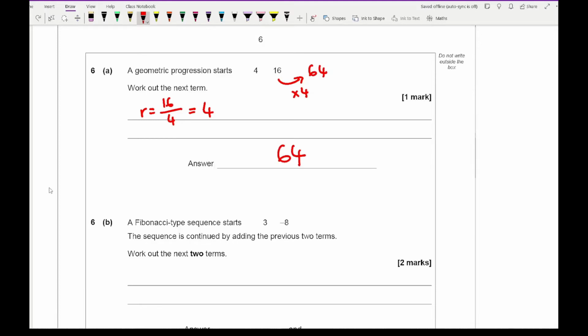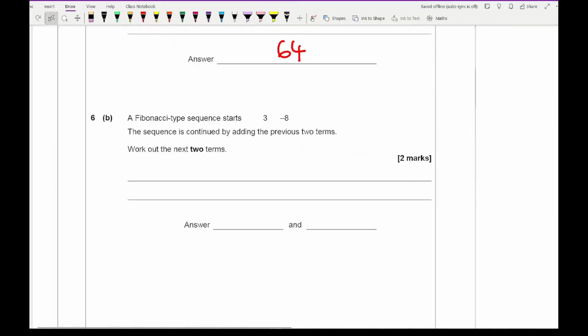of 64. Now for 6b, the Fibonacci type sequence starts 3, minus 8. The sequence is continued by adding the previous two terms. Work out the next two terms. So for this term, what we need to do is add the previous two terms, which in this case is 3 plus minus 8, which is minus 5. And then for the next term, what we then need to do is add our previous two terms, which is minus 8 plus minus 5, which then gives us our correct answer of minus 13.